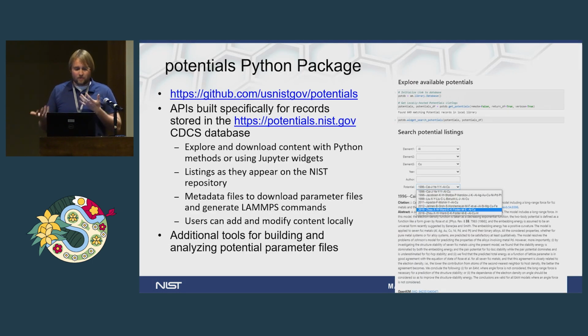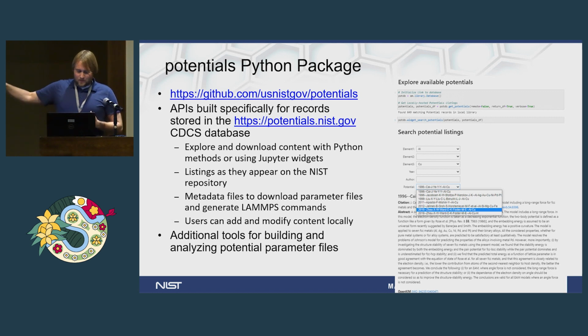Then the advanced version of that, the next package in the list, is the potentials Python package. This has the Yabba Dabba based records that provide APIs that are specific to the records stored in the potentials.nist.gov CDCS database. So it makes it possible for users to explore and download all the interatomic potentials and the associated metadata content that is stored in the repository. Individuals can, if they wish, create their own local copy of the NIST Interatomic Potentials Repository and run everything offline, or they can do remote interactions with the CDCS database.